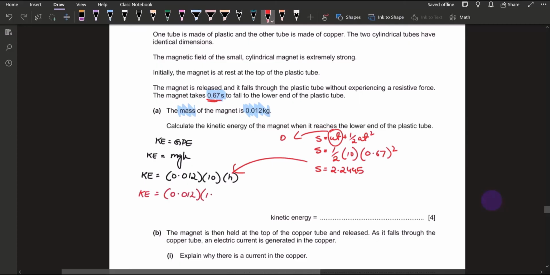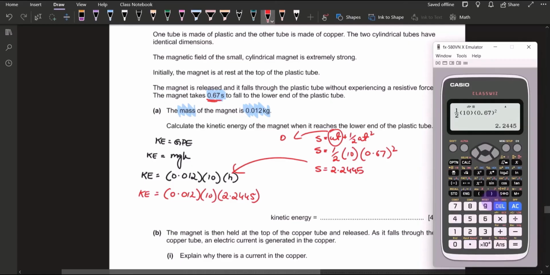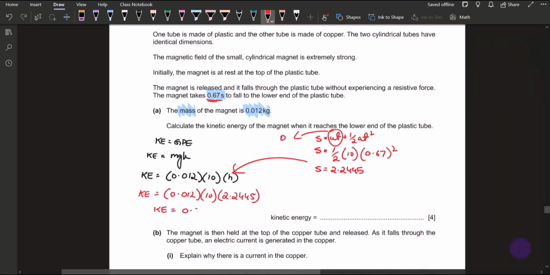Now when we plug in our height here, which is going to be equal to 0.012 into 10 into 2.2445, we can just multiply these values with 2.2445. So 0.012 into 10 into 2.2445 is going to give us our answer as 0.269, which is approximately equal to 0.27 joules as its kinetic energy. So 0.27 joules.